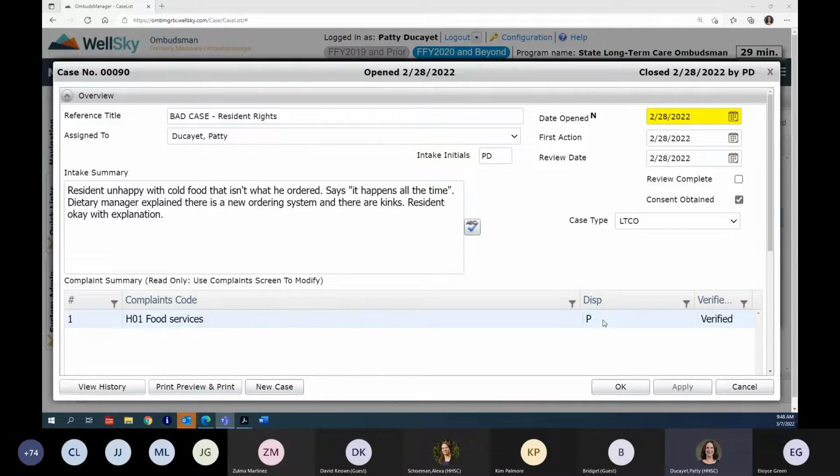So focus in on what I've said about this intake summary. Resident unhappy with cold food that isn't what he ordered. Says, quote, "It happens all the time," end quote. Dietary manager explained there is a new ordering system and there are kinks. Resident okay with explanation. I'd like to ask you to comment now on what you see in this intake summary. What comes to mind as not good documentation? Because you know I've said this is a bad case. Tell me what's not good about this intake summary.